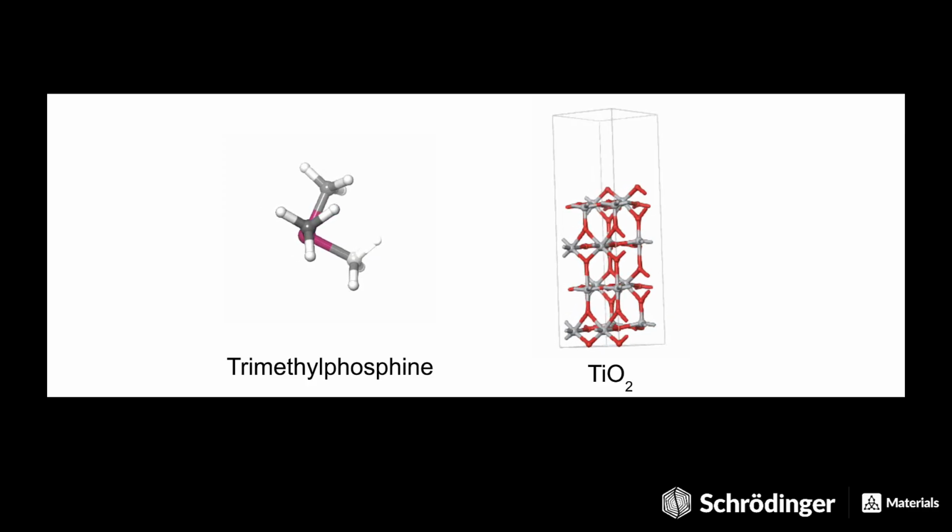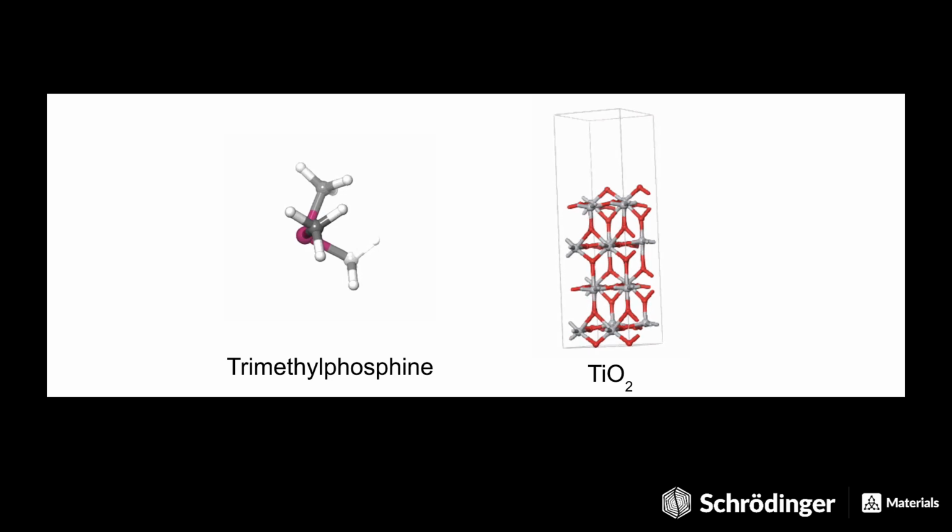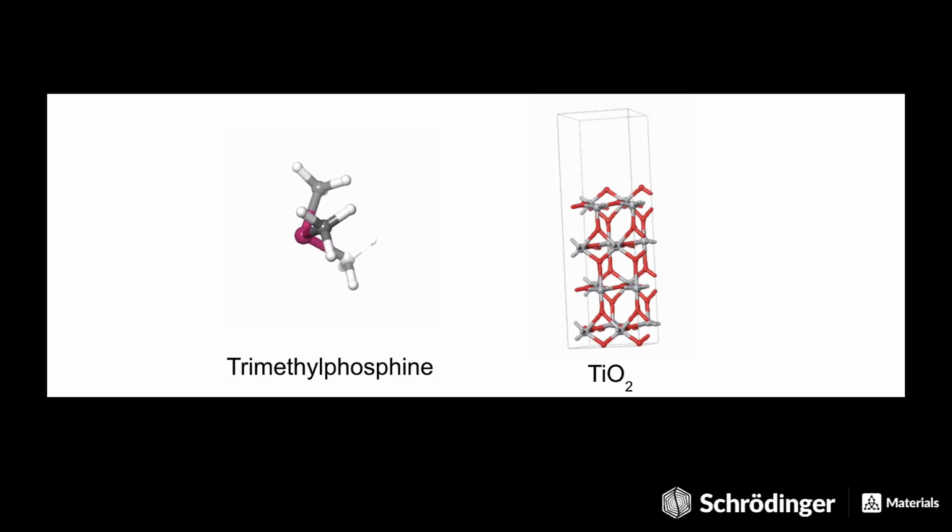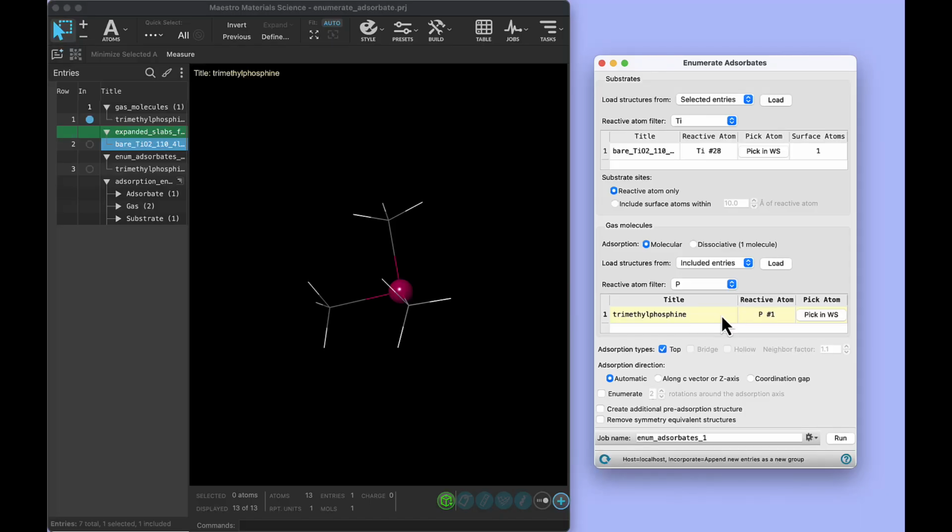Substrates can be either periodic systems, such as surfaces, or non-periodic entities like molecules or nanoparticles. In the Enumerate Adsorbates panel, the substrate and gas molecules are loaded. A reactive atom is designated for each component, with the default selection being the most exposed non-hydrogen atom for the substrate and the most exposed atom for the adsorbate molecule.